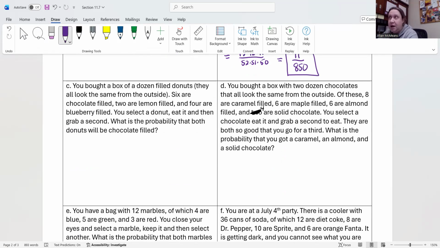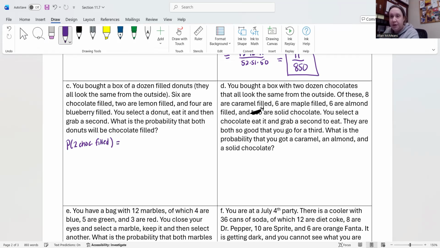Now, hopefully this brings home this idea of dependent events. Once you take a donut and eat it, the box of donuts is no longer the same. It's missing 1 donut, okay? So let's see. We want the probability of 2 chocolate filled, okay?